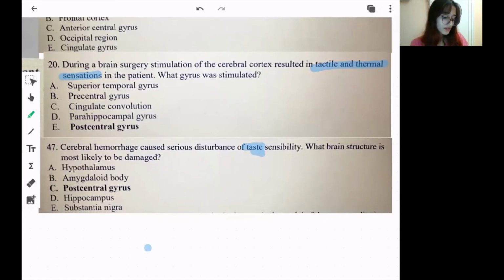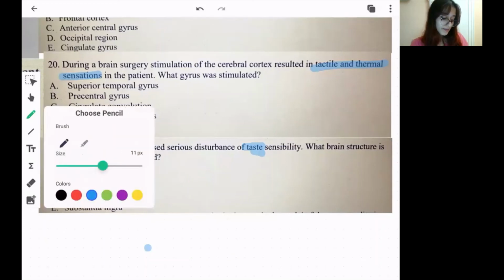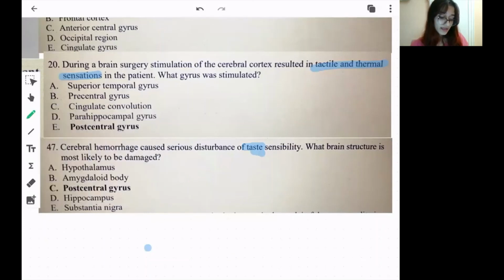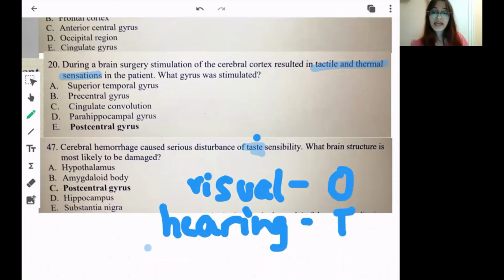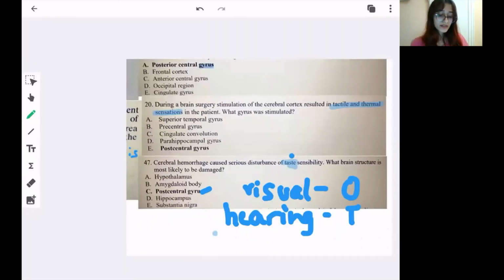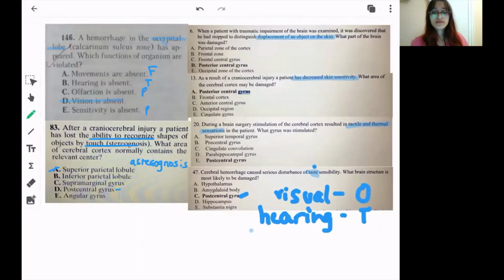So out of all the main sensations, visual is in the occipital lobe, hearing is in the temporal lobe, and taste, touch and smell are all in the posterior central gyrus. So those were all the questions related to the cerebral cortex and its areas, gyri and lobes. So that's it for this video.